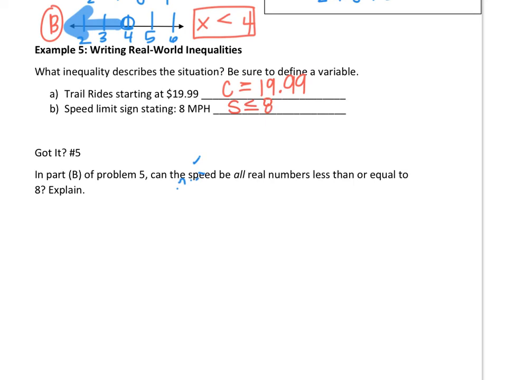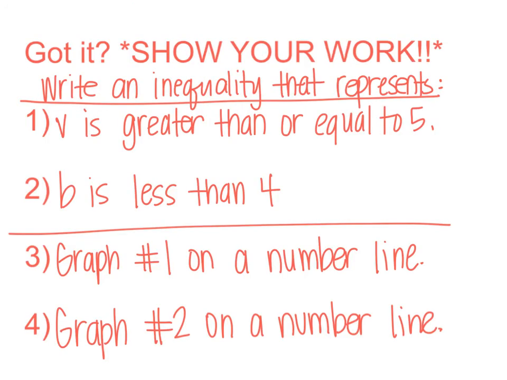Okay, got it number 5. In part B of problem 5, can the speed be all real numbers less than or equal to 8? Explain your answer. You can't ever go at negative speed, so it can't be all real numbers less than or equal to 8. It's only going to be from 0, where you're stopped, to 8. It's not going to be all real numbers. There's no way possible to go at negative speed. Your answer could say, no, the speed limit can only be non-negative numbers or positive real numbers or something like that.